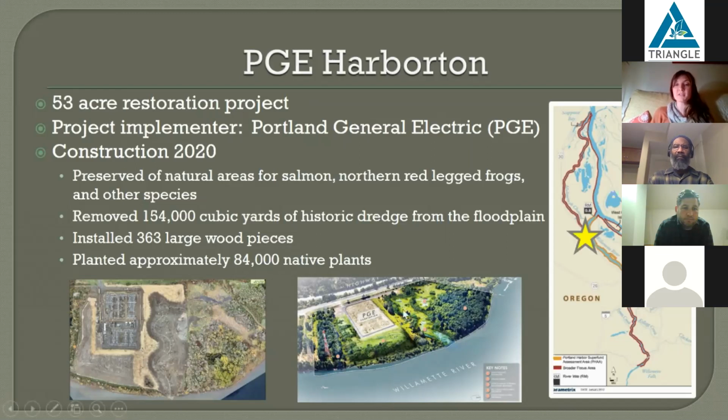And so the restoration here involves preserving natural areas on the site for salmon, and there's a wetland in the kind of northwestern corner of the site that provides really important habitat for northern red-legged frogs and other species. So preservation of existing habitats is a big part of this restoration concept and design. They've also removed about 154,000 cubic yards of dredge from the floodplain.